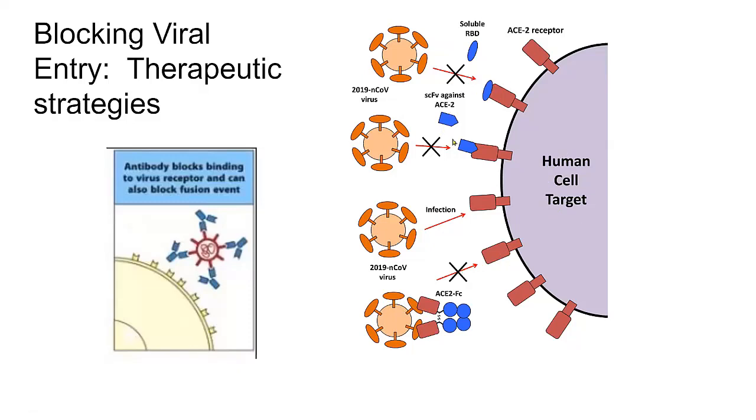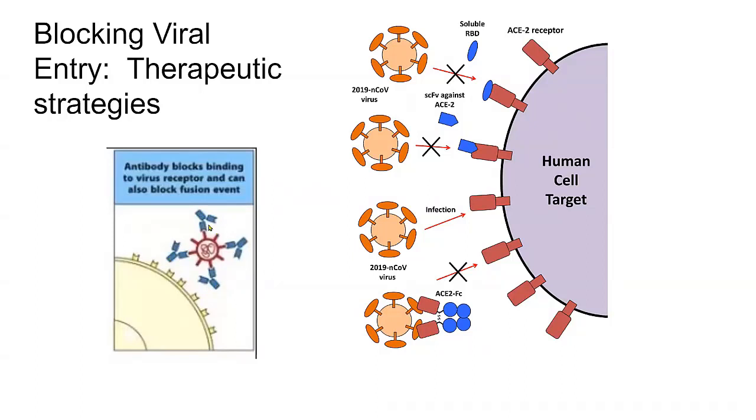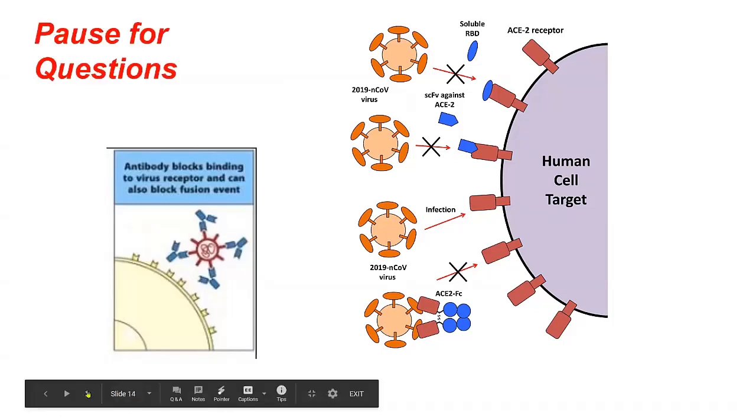So all of these approaches are being tried to block viral entry, and a vaccine, if we get one, would be trying to say, you can develop antibodies before you're infected. That's the vaccine approach. Okay, pause for questions.